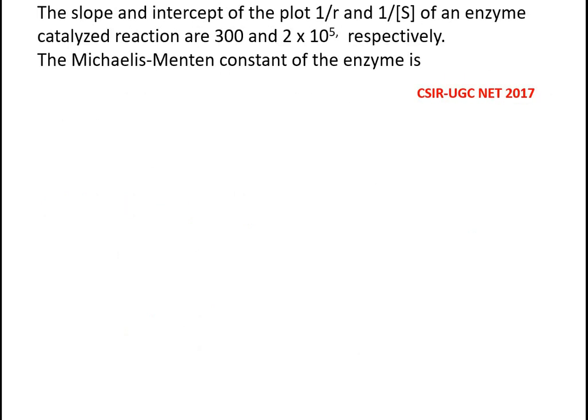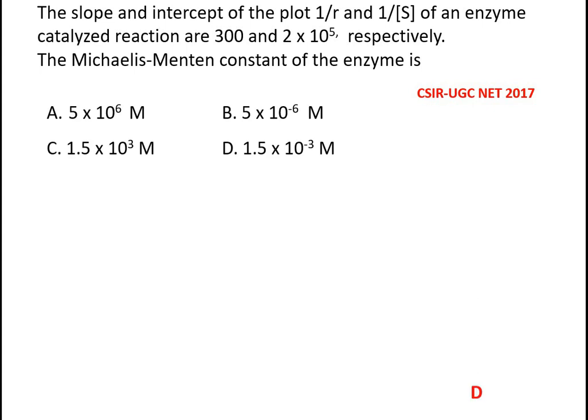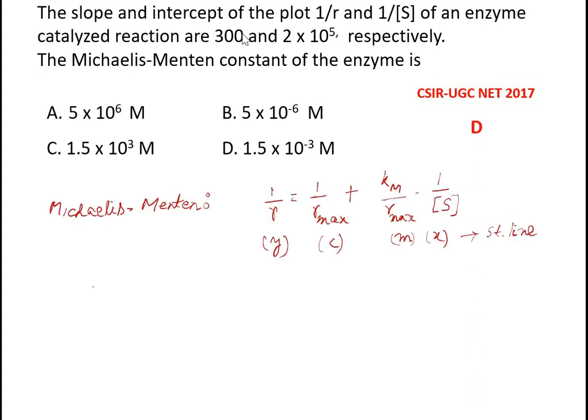Similar question: the slope and intercept of the 1 by r versus 1 by s plot for an enzyme catalyzed reaction are 300 and 2 into 10 to the 5 respectively. No, this is not a similar question. It's a different one, the Michaelis-Menten mechanism or theory. It's talking about enzyme catalysis. So again we will see the basic equations: 1 by R is 1 by R max plus Km by R max into 1 by S. S is the substrate concentration, Km is the Michaelis constant, y equals mx plus c.